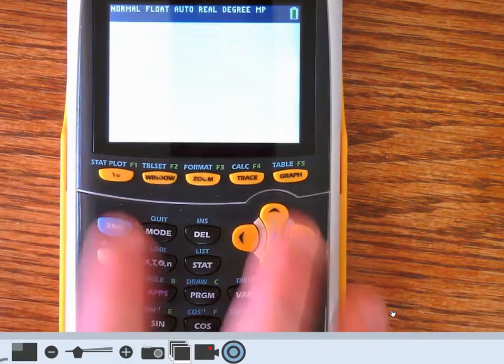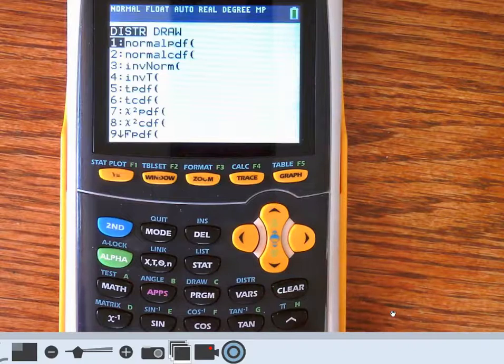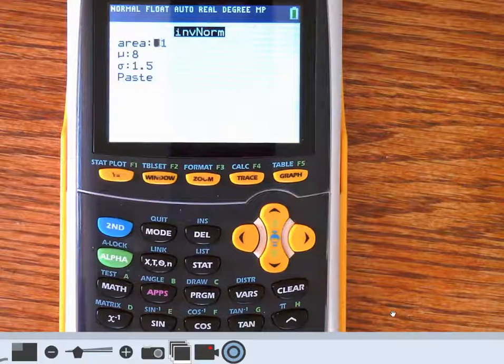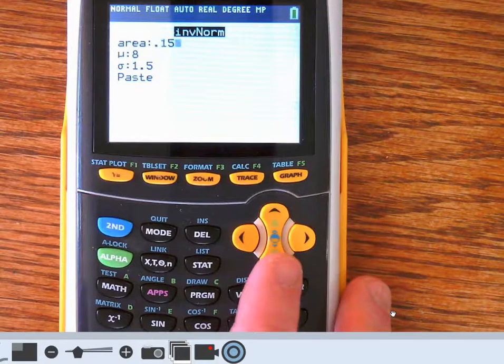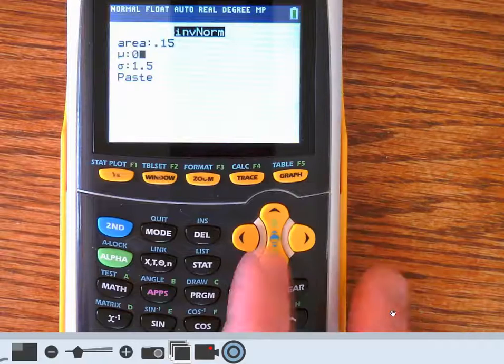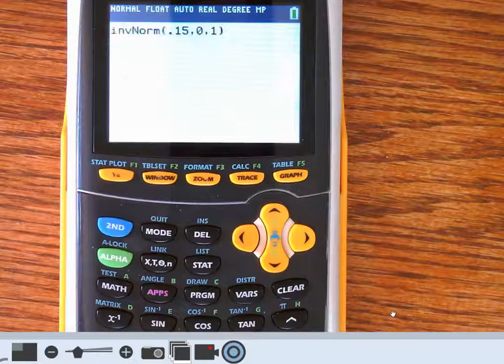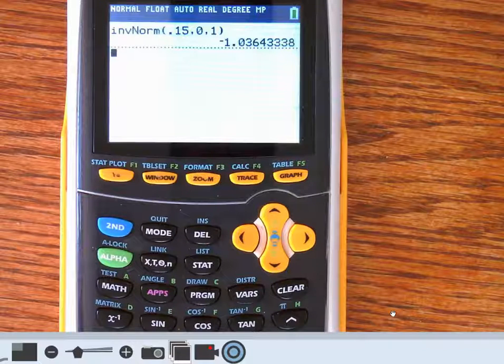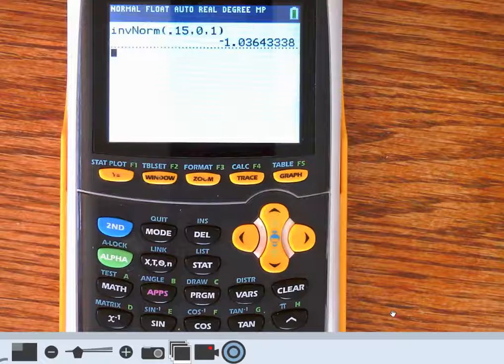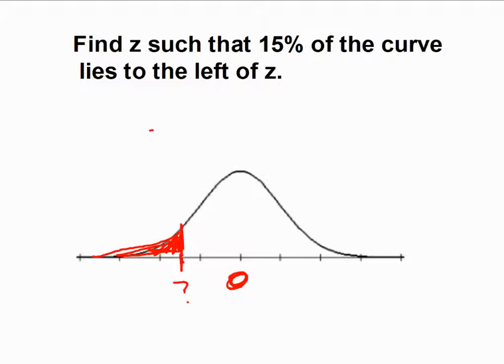We're going to go to second vars, and inverse normal is number 3. All right, and we're going to type in the area we want. So in this case, 15%, and our mu is 0. Our sigma, our standard deviation, is 1. And then the calculator will tell us the z value. So negative 1.04, let's say. So negative 1.04.